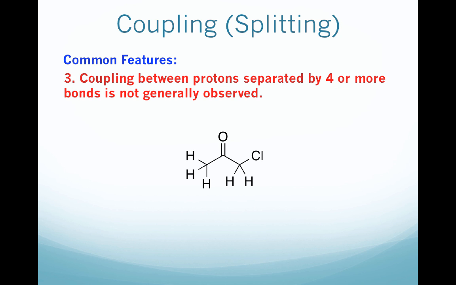Okay, the third thing has to do with protons separated by 4 bonds. Typically, you're not going to observe coupling through a 4-bond separation. So here we have this methyl group, and the nearest proton is 4 bonds over. There's no coupling here. So this methyl group will show up as a singlet. This CH2 group will also show up as a singlet.